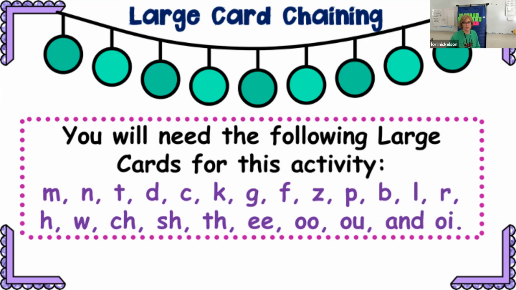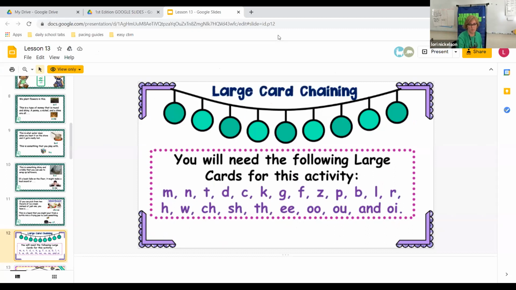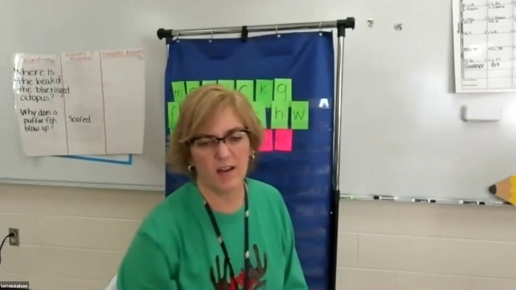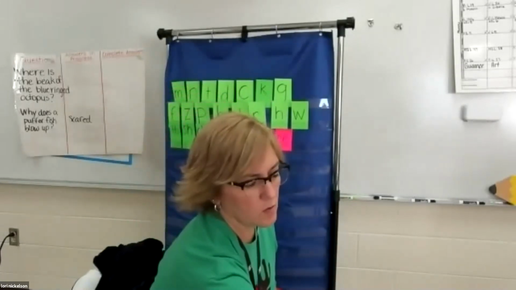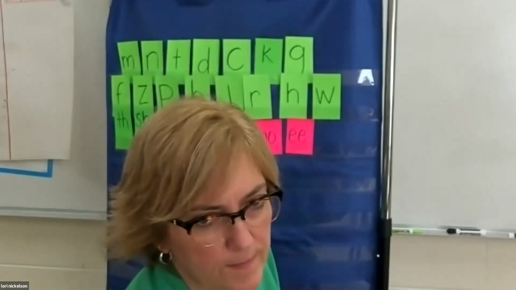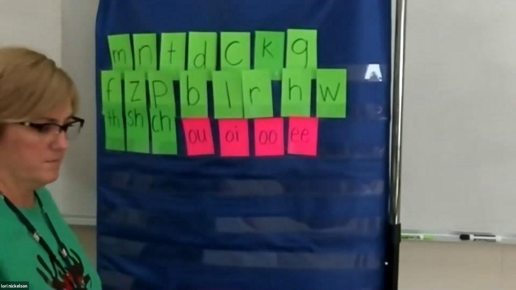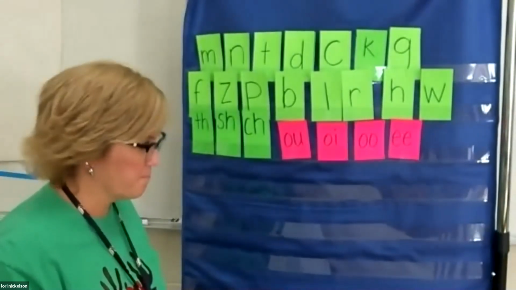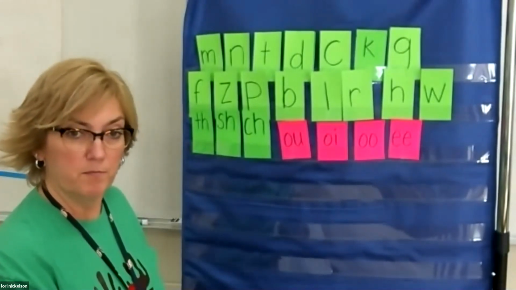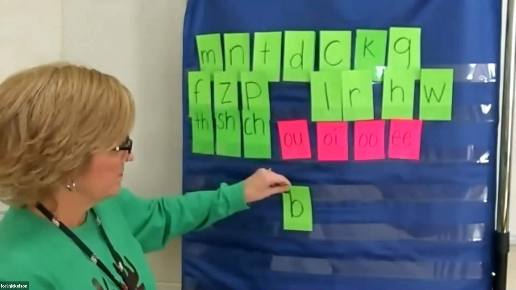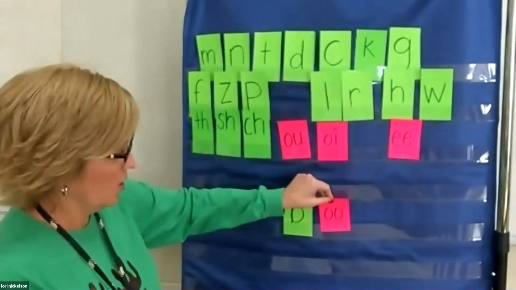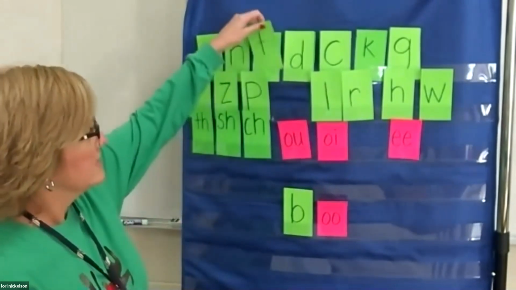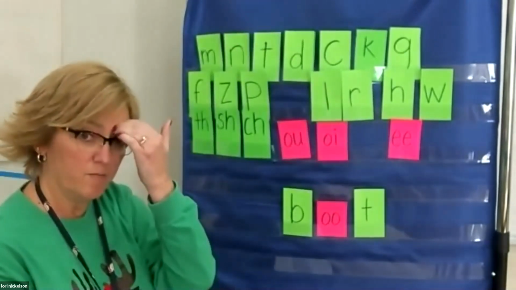So I am going to stop sharing so you can see my board up front. All right. So let's make it a little closer too. All right, my friends. Our first word that I want us to make is boot. Boot. How would you spell boot? B-O-O-T. Makes a T sound. T. Good. All right, so we have boot.